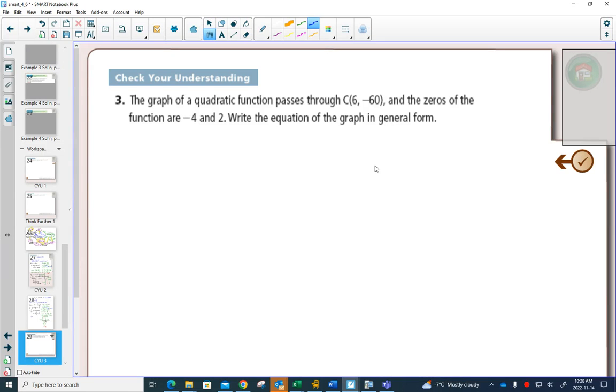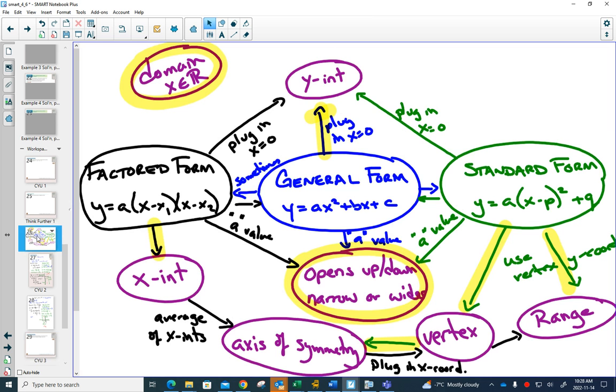So the graph of a quadratic function passes through this point, 6 comma negative 60, and the zeros of the function are negative 4 and 2. Write the equation of the graph in general form. So, if we go to our diagram, we want to write it in the blue form. y equals ax squared plus bx plus c.